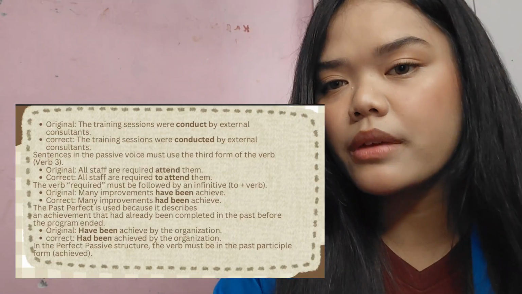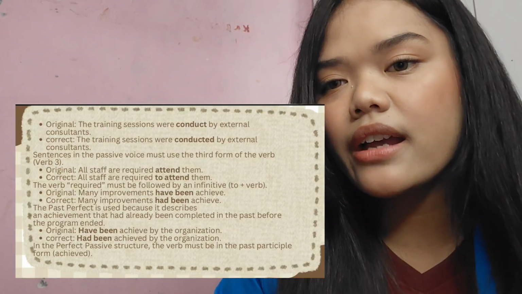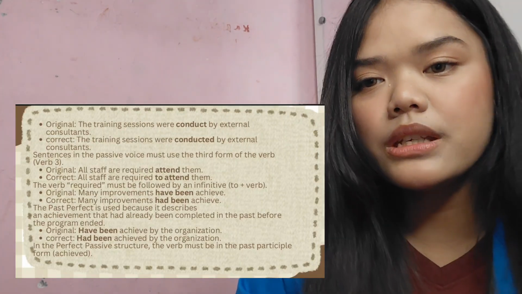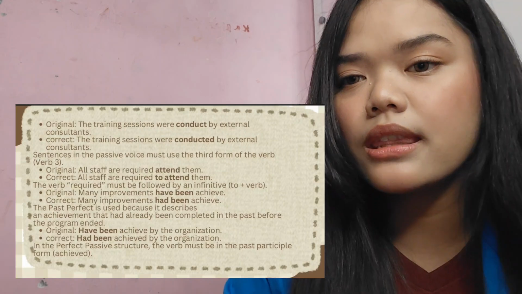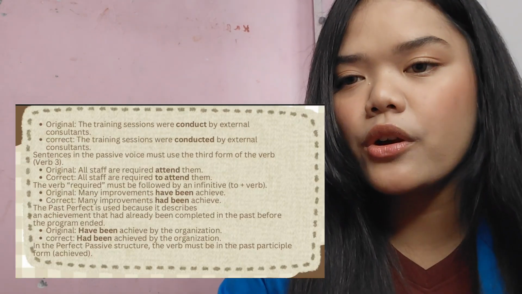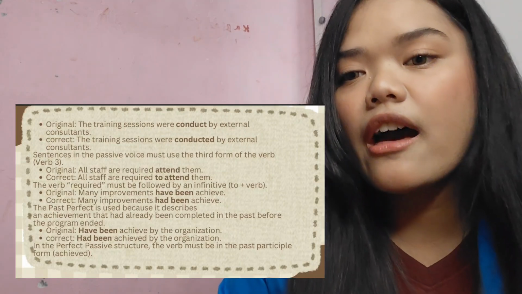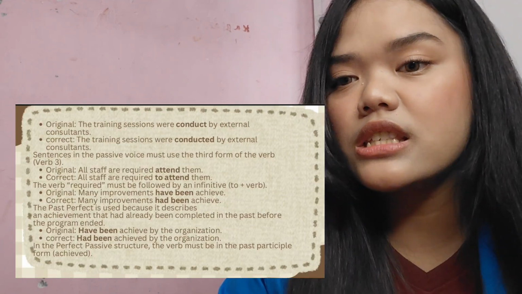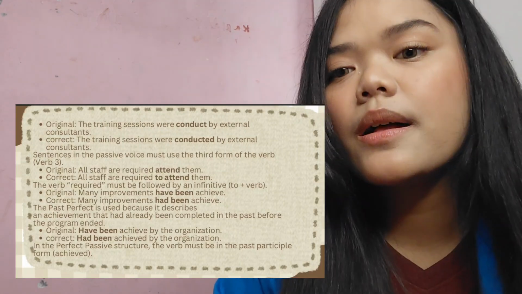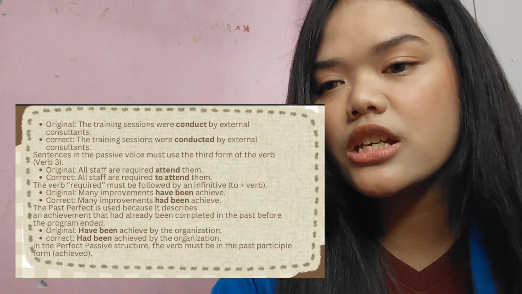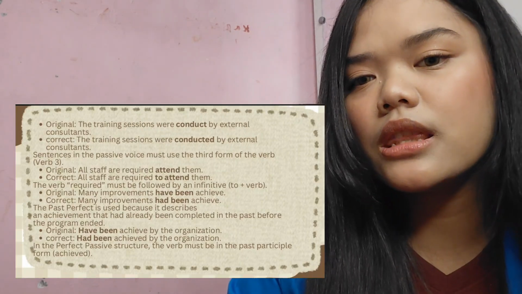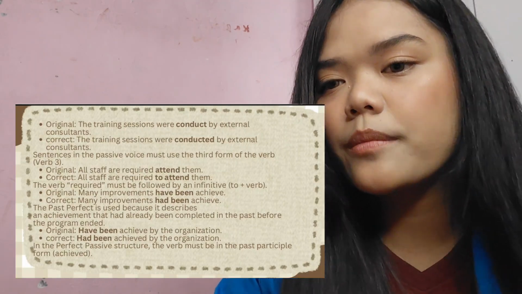Next is "Many improvements have been achieved," and the correct is "Many improvements had been achieved." The past perfect is used because it describes an achievement that had already been completed in the past before the program ended. Next is "have been achieved by the organization." Correct is "had been achieved by the organization." In the perfect passive structure, the verb must be in the past participle form, achieved.